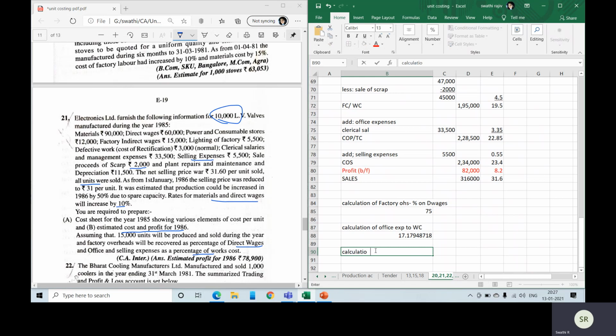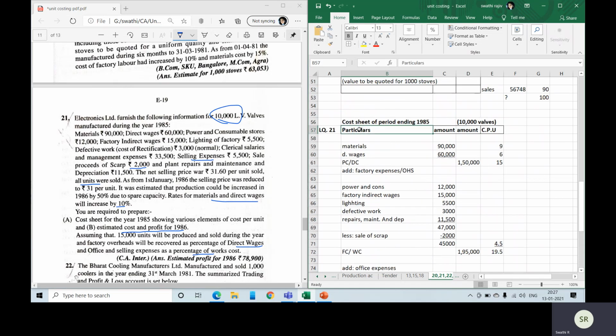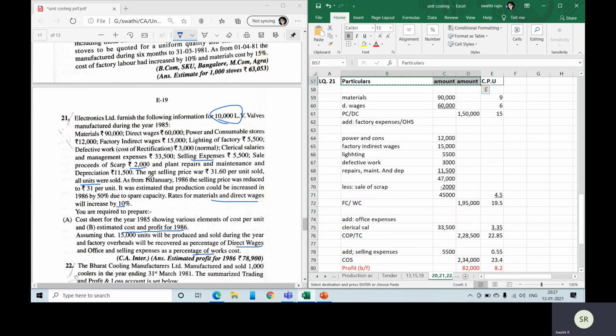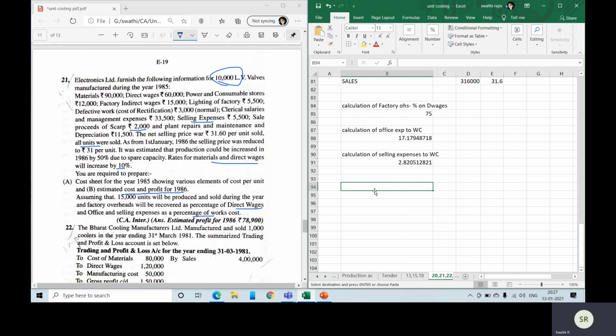Now again, the calculation of selling expenses, or selling expenditure, to works cost. Your selling expenditure in the question is 5500, divided by the same works cost of 1,95,000 will give us 2.82. We will round it off. Now we have to again find the estimate. It's asking us to find sales and profit, not per unit cost, so it becomes easier.